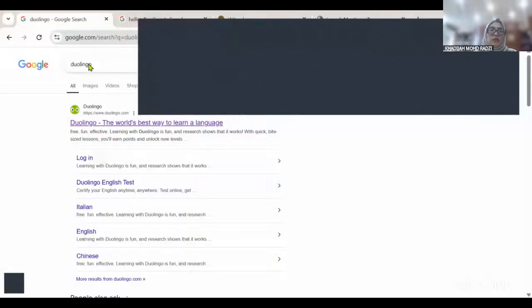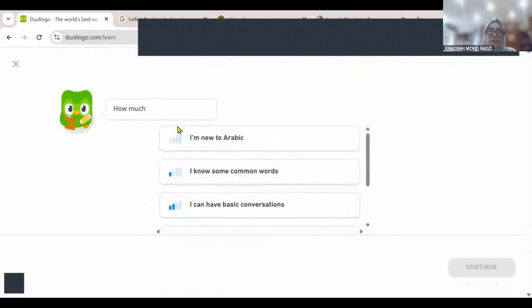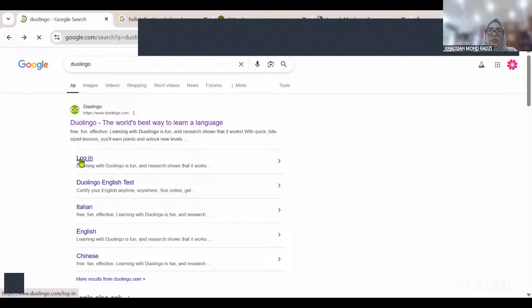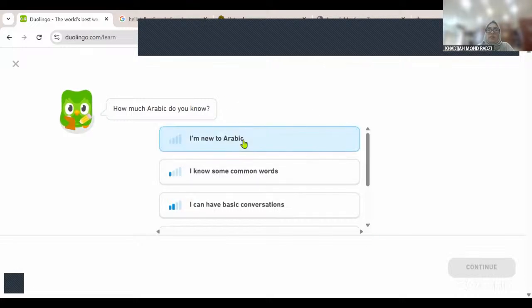Okay, if you search Duolingo, I think this is quite interesting, especially if you are at the elementary level. So for example, you want to learn the Arabic language. Just now I tried, I chose Arabic. Duolingo will ask you, what do you want to learn? How much Arabic do you know? And maybe I'm new to Arabic. Okay, we'll start fresh and then continue.